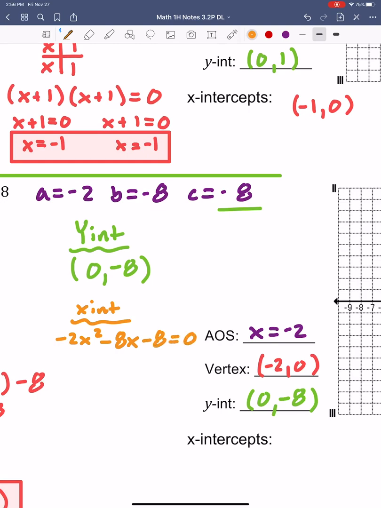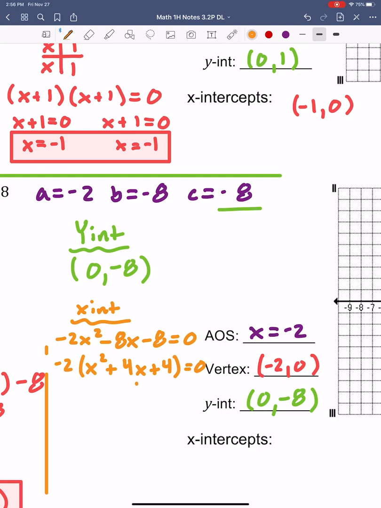Set it equal to 0. And now I'm going to go ahead and factor this. Remember, when we did our factoring, we look for a GCF first. So let's see, I'll go ahead and take out a negative 2 to start. That's going to look like this: negative 2, and then it's going to give me x squared plus 4x plus 4 equals 0.